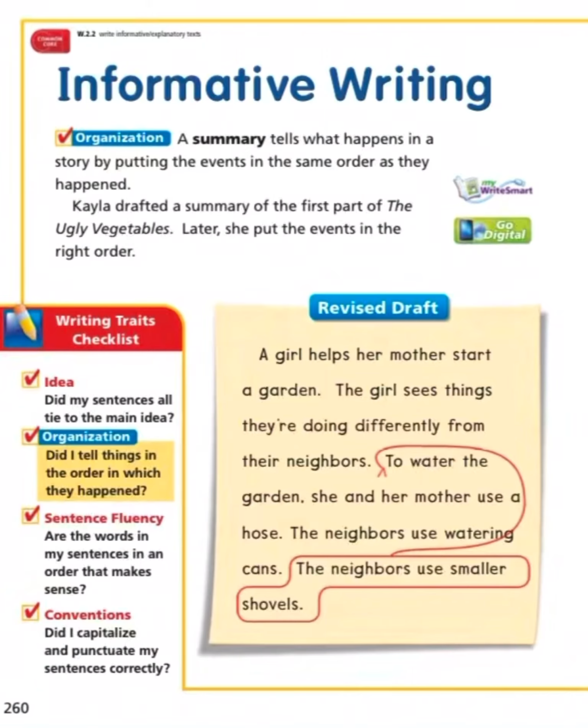Writing traits checklist. Ideas. Did my sentences all tie to the main idea? Organization. Did I tell things in the order in which they happened? Sentence fluency. Are the words in my sentences in an order that makes sense? Conventions. Did I capitalize and punctuate my sentences correctly?